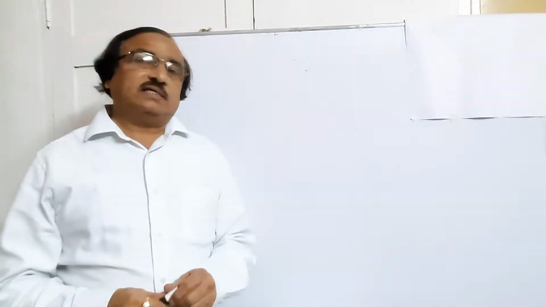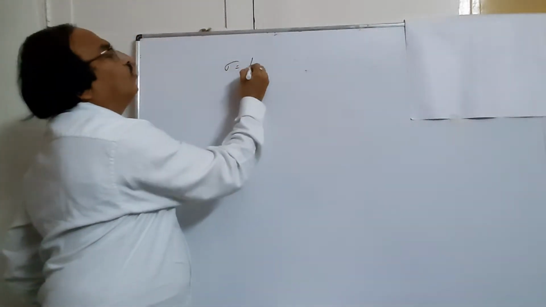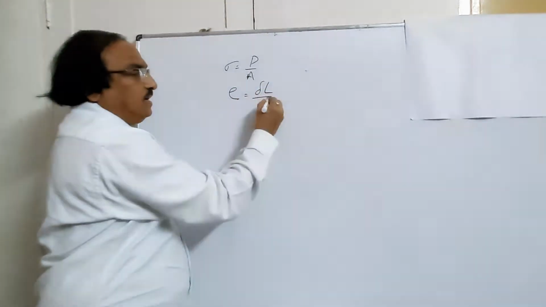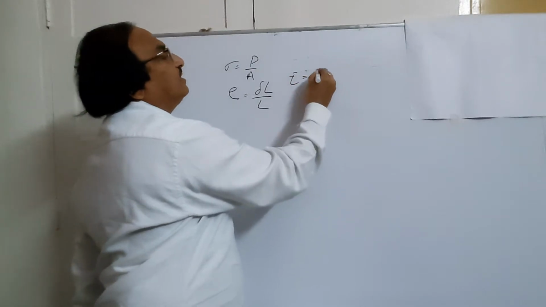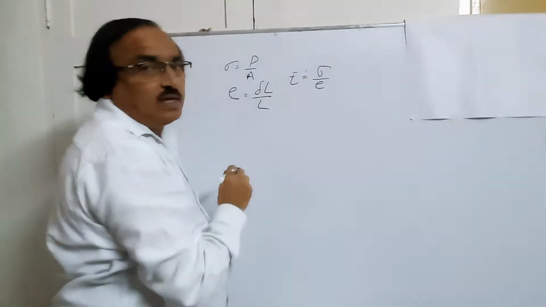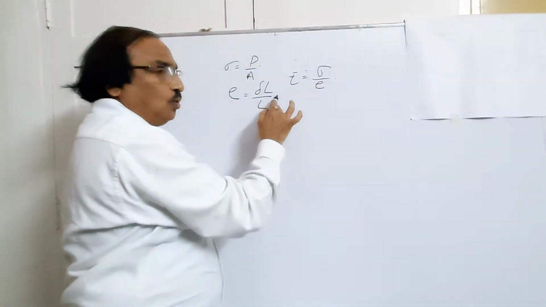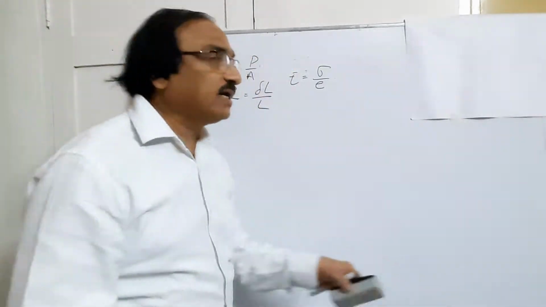Hello friends, in the last class we have seen what stress is. We have seen that stress is load by area. We have seen strain. Strain is change in length by original length. We have seen Young's modulus. It is a relation between stress and strain. Its unit is Newton per mm square, and strain has no unit. So these are the three equations we have seen in earlier classes.